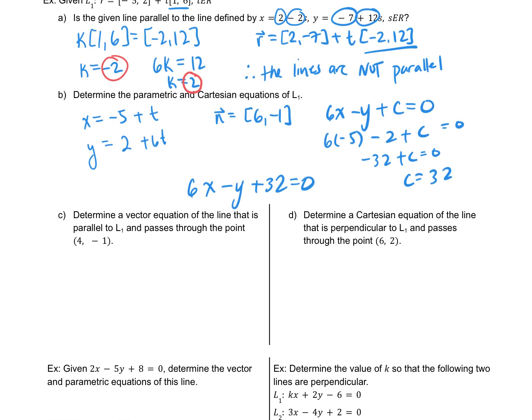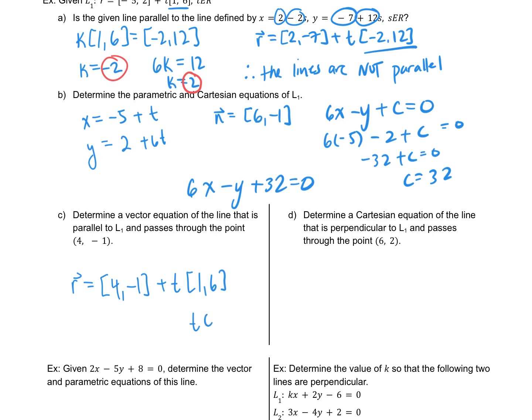Determine a vector equation of the line that is parallel to line 1, so it has to have the same direction vector, and passes through the point 4, -1. Well, the only thing that's going to change is that r0. There it is. But the direction vector, we will keep.